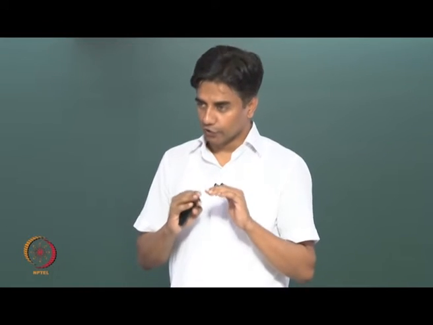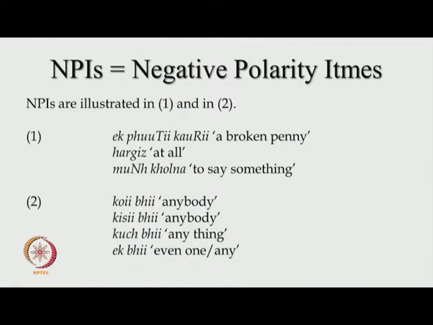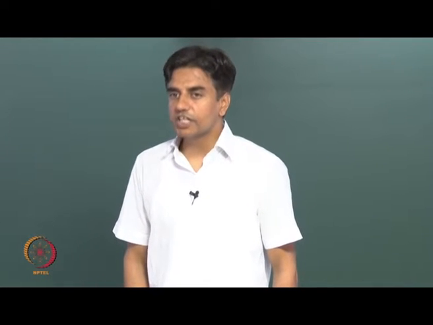Get the point? So this is the introduction and classification of negative polarity items. Now I want to take you to this place. Do you see the list in 1 and 2? The first list in 1, there is a set of three things there, right? All three of them are elements which are strictly dependent on negation.